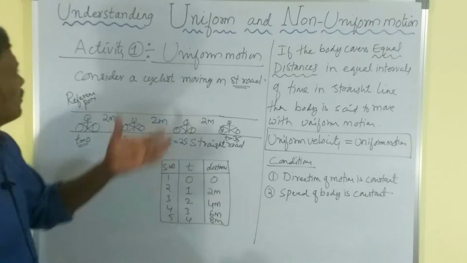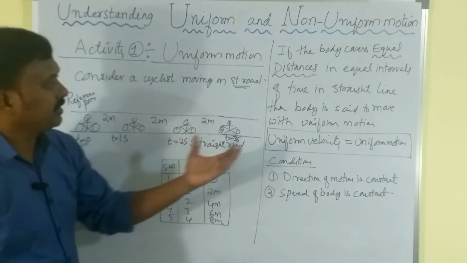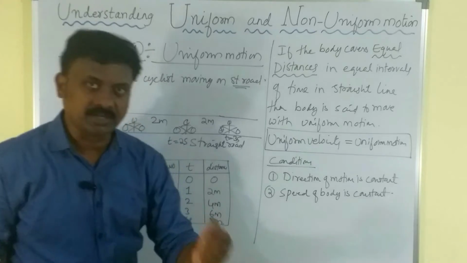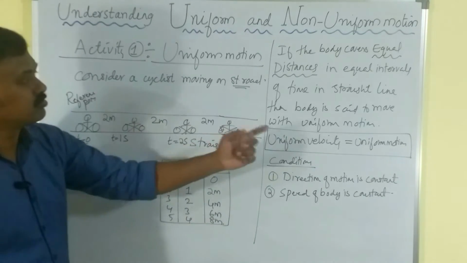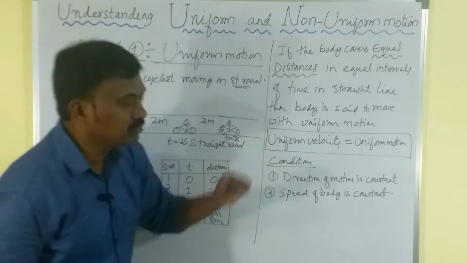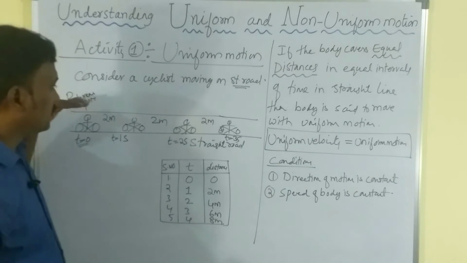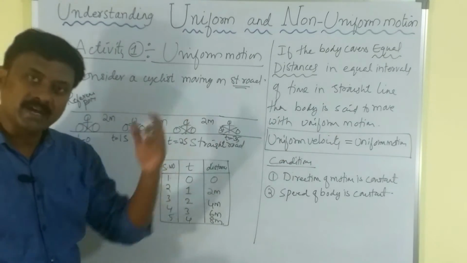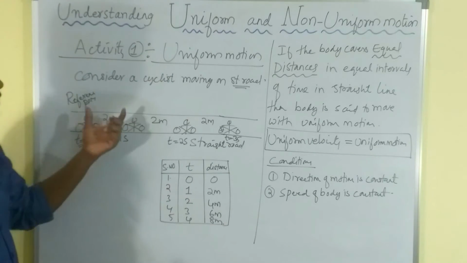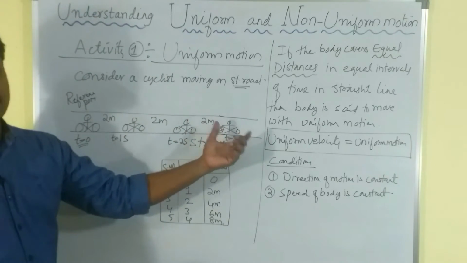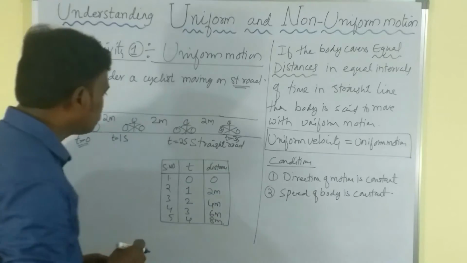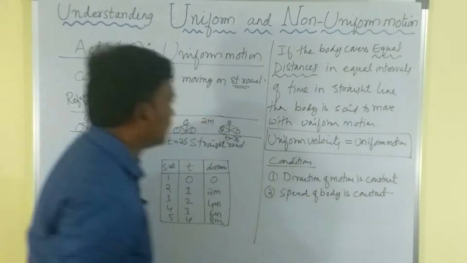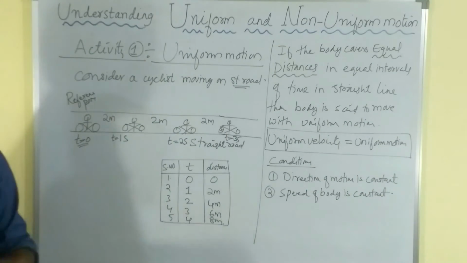So what is uniform motion? If the body is moving with uniform velocity, then we say that the body is moving with uniform motion. And what do we mean by uniform velocity? The body should travel in a straight line. That is, the direction of motion should be constant, and the body must cover equal distances in equal intervals of time.